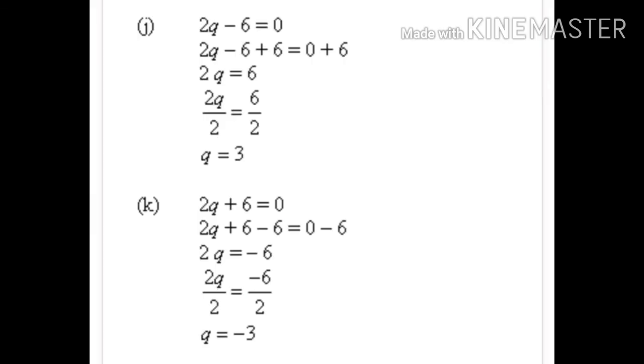J part, 2q minus 6 is equal to 0. Again following the same systematic method, we are adding 6 until we are getting the variable separate. We are going to solve in the similar pattern as we did in the earlier question. 2q will be divided by 2 again. The value of q we will get as 3. Similarly, we are going to get the value of q in the next question as minus 3.